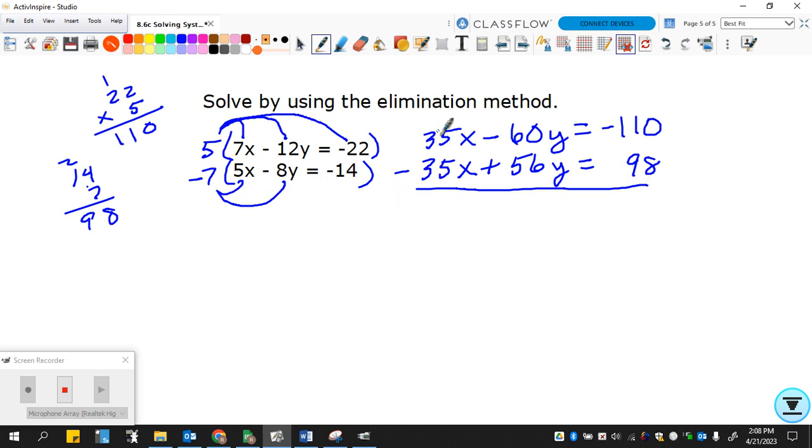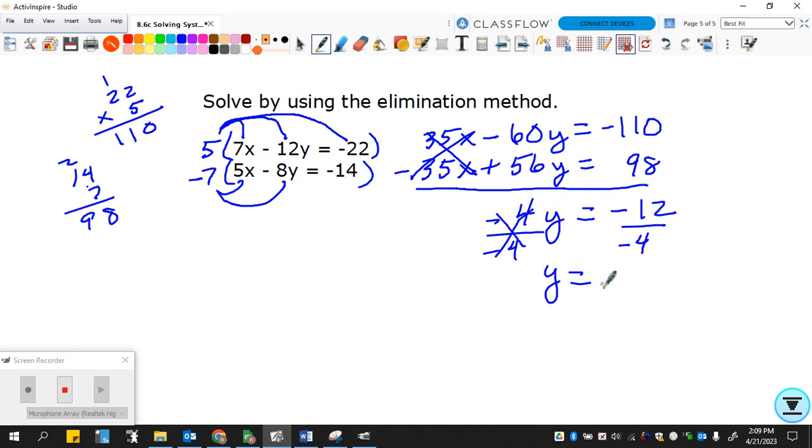So, okay, the 35x's cancel out. We're left with negative 60y plus 56y. That gives us a negative, because the 60 is bigger, negative 4y is equal to negative 12. All right? Divided by negative 4. Y is equal to negative divided by negative is a positive, 12 divided by 4 is 3. So y is equal to 3.